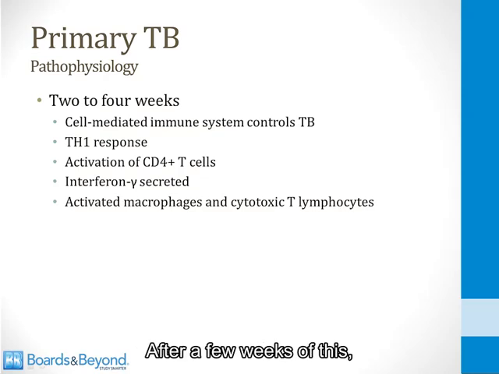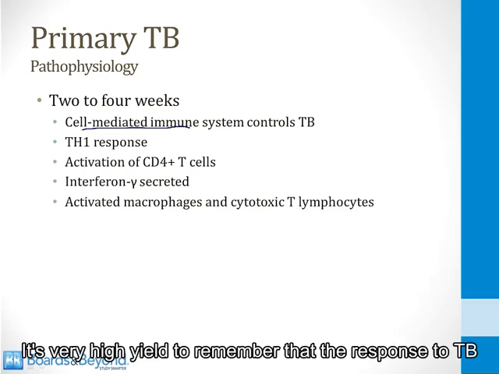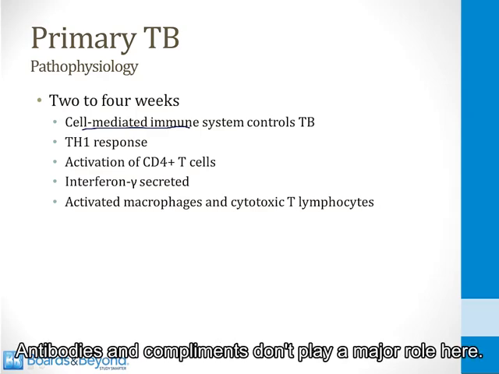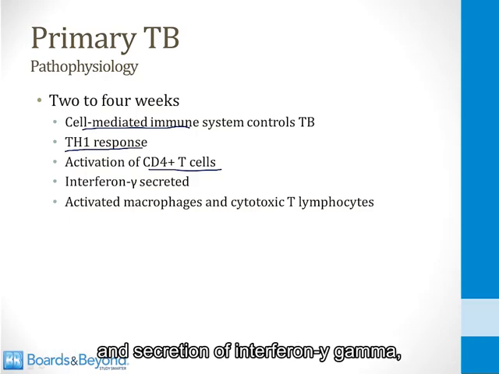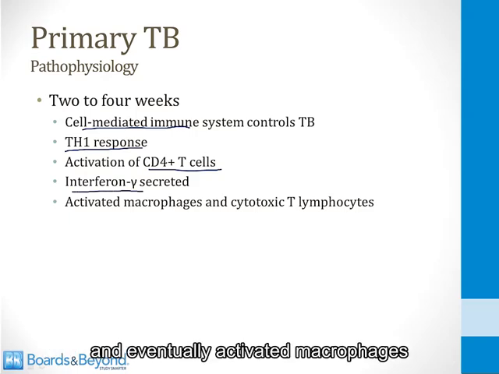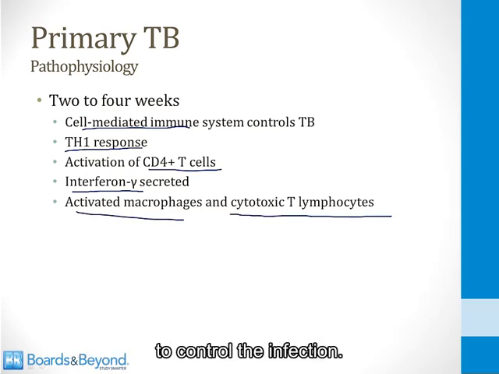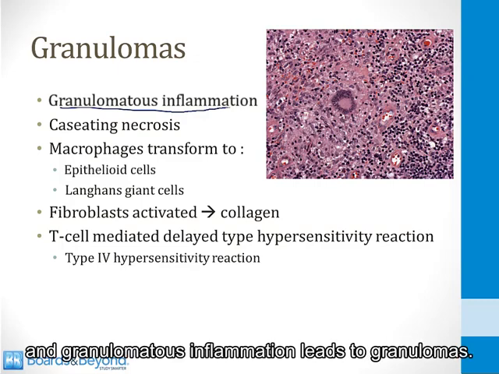After a few weeks of this, the cell-mediated immune system will kick in, and it's very high yield to remember that the response to TB is a cell-mediated immune response. Antibodies and complement don't play a major role here. It's a Th1 response with activation of CD4-positive T cells and secretion of interferon gamma, and eventually activated macrophages and cytotoxic T lymphocytes will be called in to control the infection. So the type of inflammation that occurs in tuberculosis is called granulomatous inflammation, and granulomatous inflammation leads to granulomas.